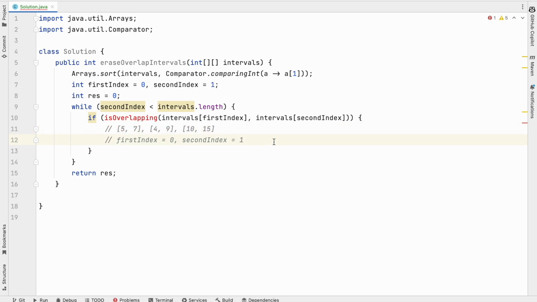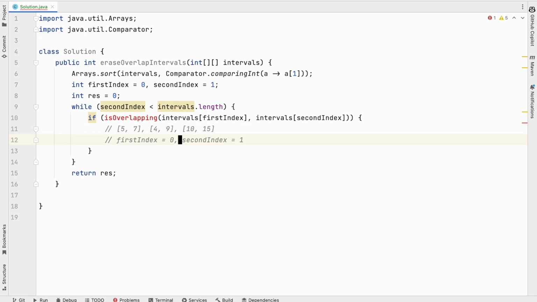And they're overlapping. In this case, we need to remove the second interval 4, 9 because it has a bigger end. Notice that it's also possible that the second interval's end is equal to the first one, like 5, 7, 4, 7, and 10, 15. In this case, you can remove either of them, and we can still choose to remove the second interval. So, in conclusion, we only need to remove the second interval when overlapping happens.